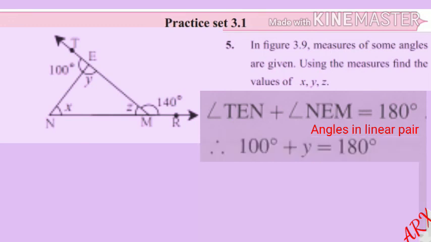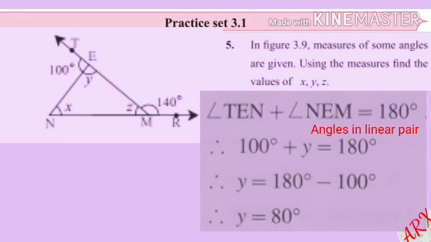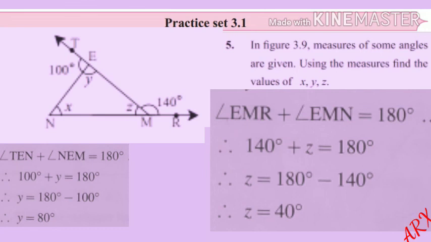After putting values, 100 plus y equal to 180 degree. Shift 100 towards the right hand side. Y equal to 180 minus 100. Therefore, y equal to 80 degree. Now again, angle EMR and angle EMN are angles in linear pair. That is why angle EMR plus angle EMN equal to 180 degree.